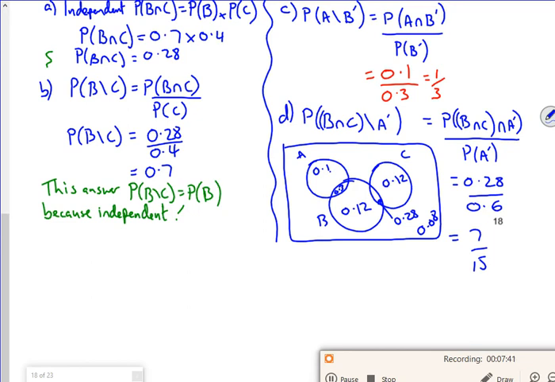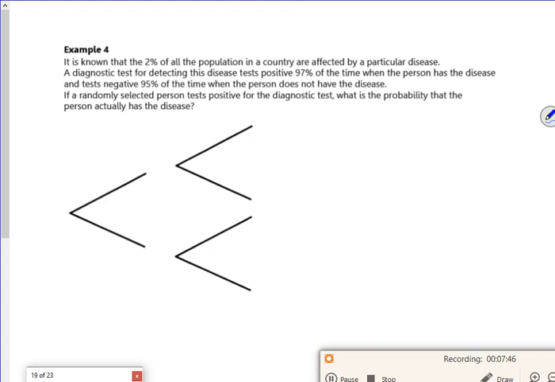But I've got one more to do, and then we're done for this. So we'll have a quick go at that. Might come back to the question just at the moment.